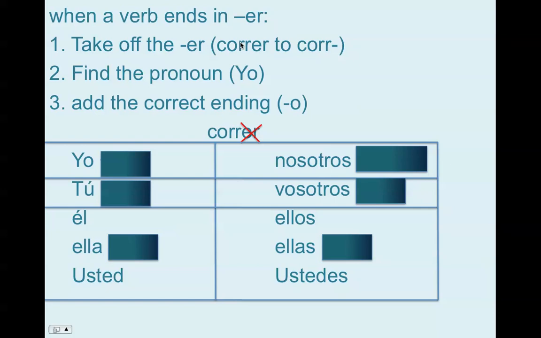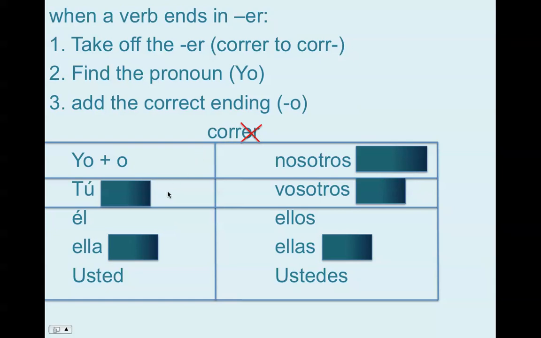So let's say we want to say I run. The verb to run is correr. The first step, we're going to take off the ER, we get cor. Then we find the pronoun we want to talk about. I run, yo. So then you're going to add the correct ending. For yo, the correct ending is O. So it would be corro.